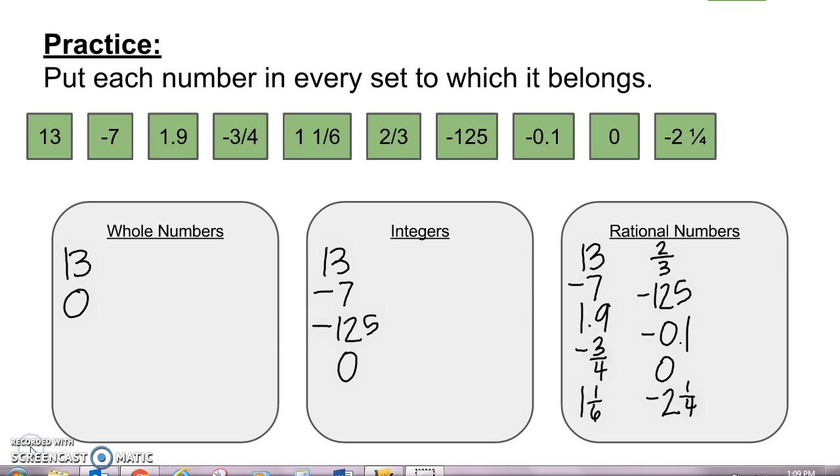All right, the only whole numbers that you should have in your list are 13 and 0. Remember, whole numbers are 0 and the counting numbers. The integers you should have are those positive and negative whole numbers: 13, negative 7, negative 125, and 0. Rational numbers is going to be all the numbers in the set. So we have the whole numbers we already listed, those integers, and then all the fractions and decimals as well are rational numbers.